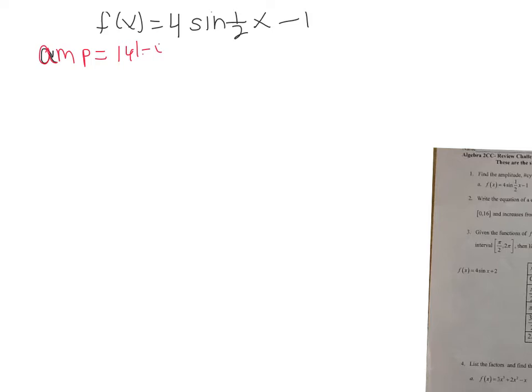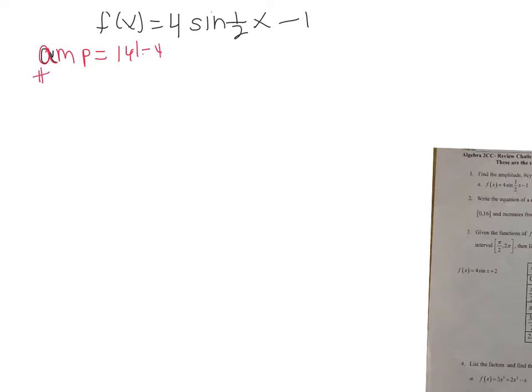All right, so let's see here. Okay, so I have the equation f of x is equal to 4 sine 1/2 x minus 1. Okay, so let's write down our information. I'm going to write it right down here. So we have the amplitude is equal to the absolute value of 4, which is 4.